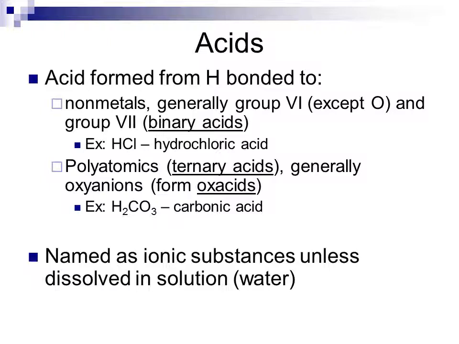The acid will be named as an ionic substance unless it is dissolved in solution, aka it is in water. So HCl would be named hydrogen chloride unless it is dissolved in water, in which case it's then hydrochloric acid. H2CO3 would be hydrogen carbonate unless dissolved in water, in which case it becomes carbonic acid.